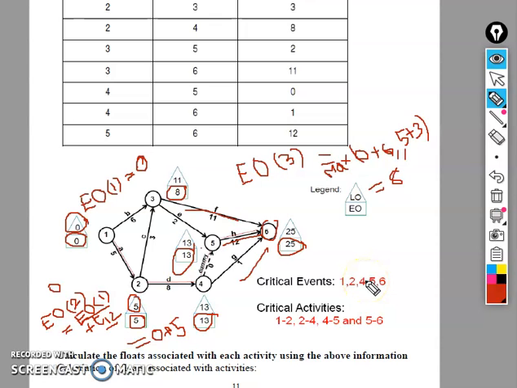Okay, next we move to find the latest occurrence, or the backward pass calculation. Wait for the next lecture. After listening to this lecture, you have to move to lecture number 7, which covers the procedure to evaluate the backward pass method and how to calculate the critical path. Okay, thank you.